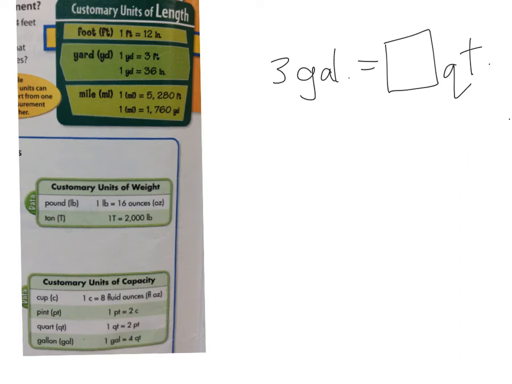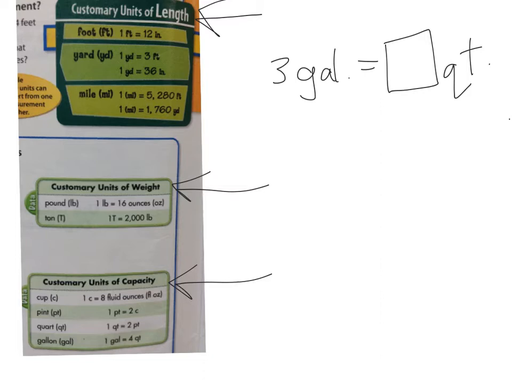Today we're going to talk about converting customary measures. The United States has its own customary units when it comes to length, weight, and capacity. So what we need to do is think about the different units as far as which one's a bigger unit or a smaller unit. Our example problem here is 3 gallons equals how many quarts?